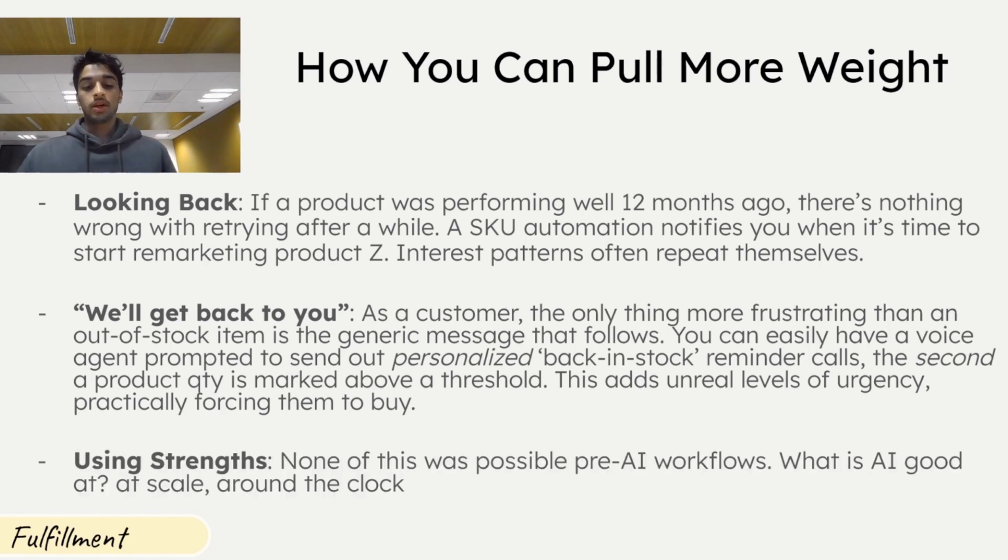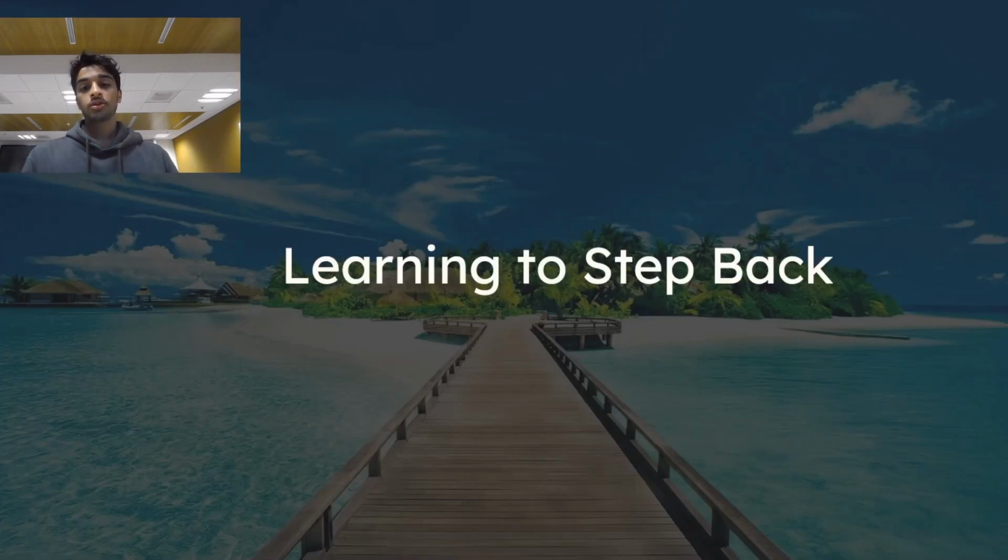Using your strengths. None of this was possible pre-AI workflows. I'd say 2017, 2018 was the boom of e-commerce, but with automations, you can add another layer to it where you're almost creating another business model. It's like you're allowing yourself to take so much away from being an operator and letting AI do the work. These automations are active 24/7 around the clock, and they will really help you when it comes to saving time.